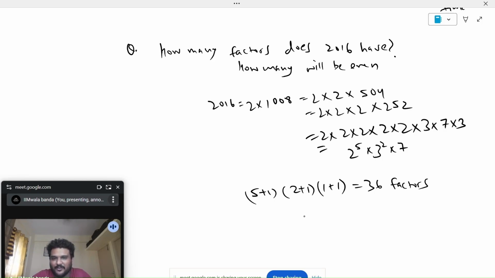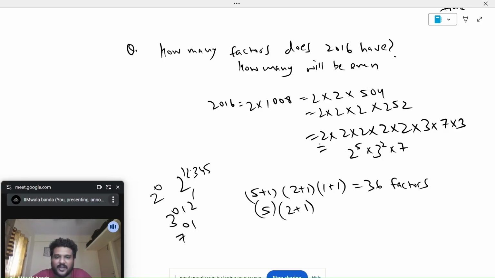But not all of them will be even. For even, I cannot give 2 a choice of taking 0. If it takes 0, then it will not be even. I need 2 for it to be even. So this time 2 will not have 5 plus 1 choices, but only 5 choices. 2 can take 1, 2, 3, 4, 5, but it cannot take 2 to the power 0. While 3 can take any value 0, 1, 2, and 7 can take 0 or 1. So 5 into (2 plus 1) into (1 plus 1), which is 30. So 30 factors will be even. Therefore, 6 factors will be odd.